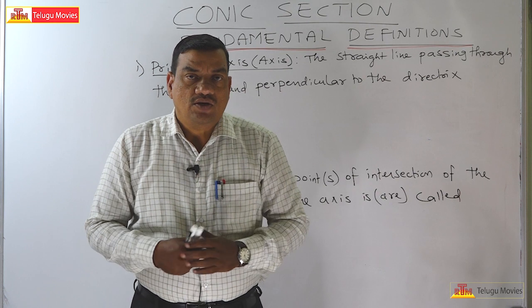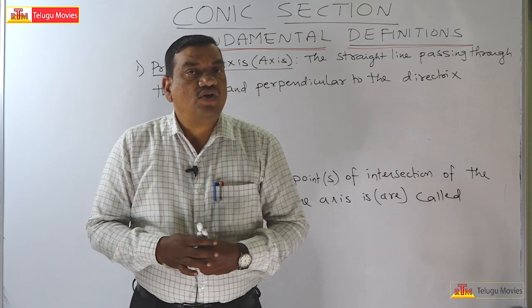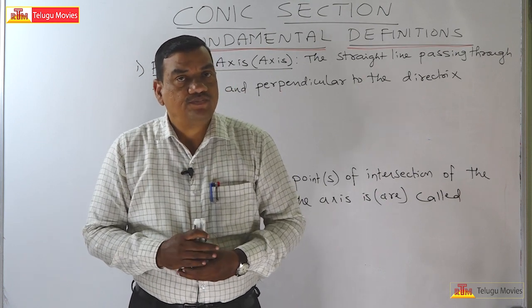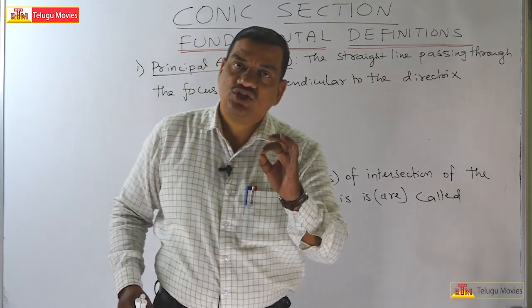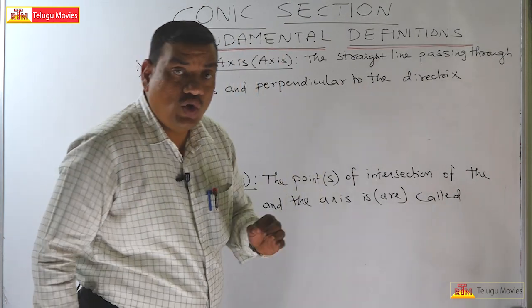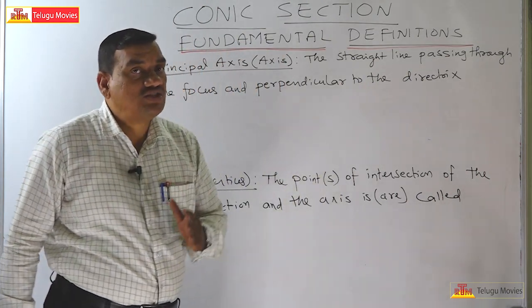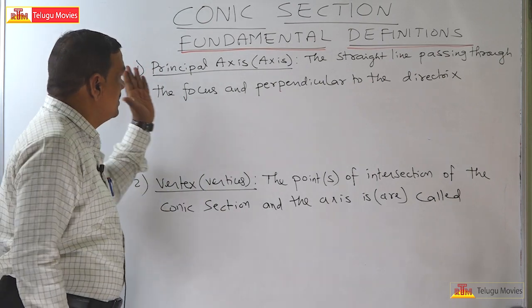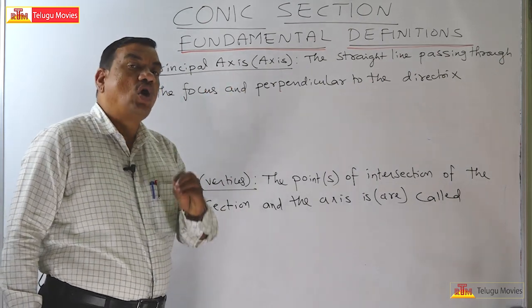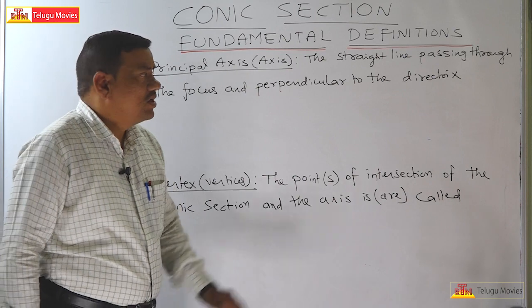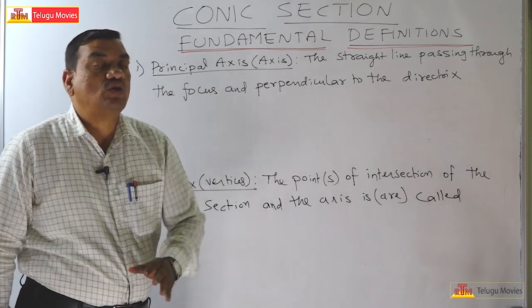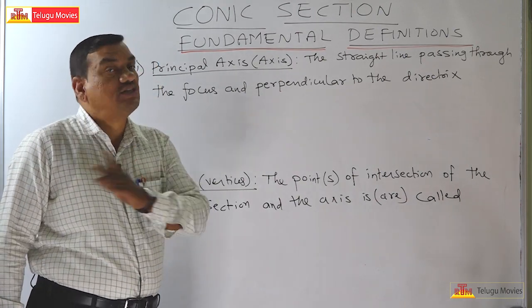So without wasting your valuable time, I am straight away starting the class. In this class, the first fundamental definition is principal axis of the conic, simply axis of the conic. What is the axis of the conic?